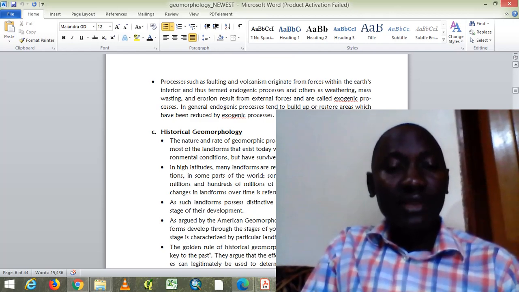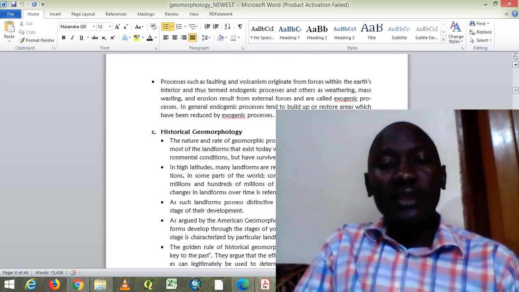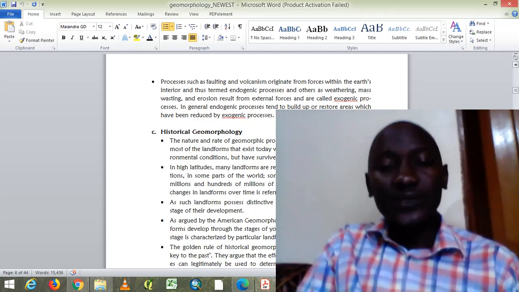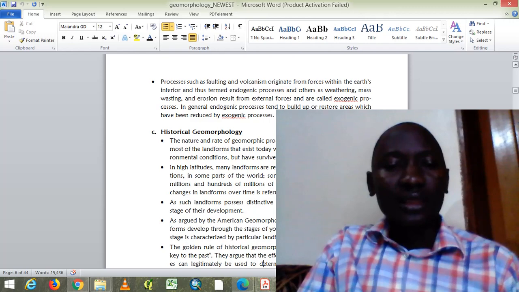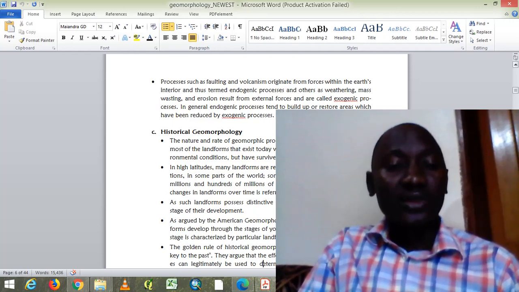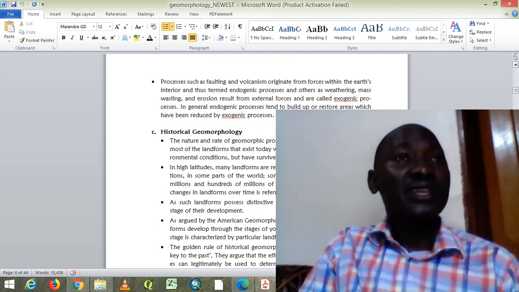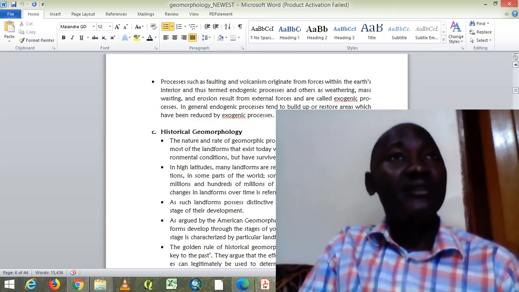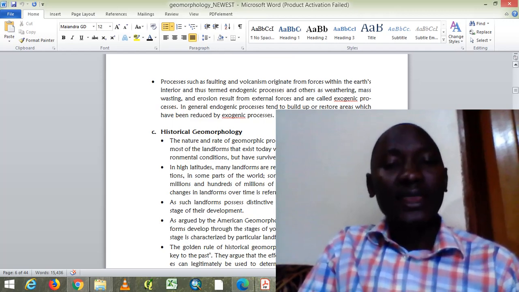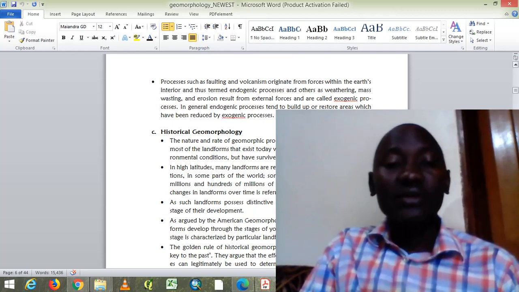We are talking about the nature and the rate of geomorphic processes, the rate at which they change with time. Here, in historical geomorphology, we are talking about time. Time is a very important aspect as far as landform evolution is concerned. That's why even someone like Davis came up with a classification of landforms based on age.